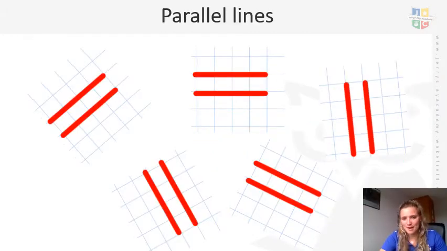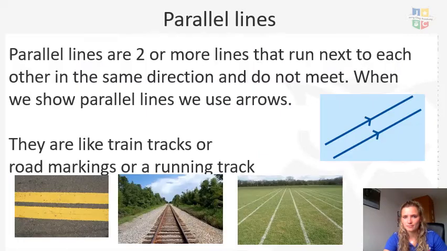So these are called parallel lines. Parallel lines can be in any direction, as you can see, all of these are facing different directions. They don't all have to be facing the same direction. However, what you do notice is that when there are two lines or more next to each other, they are all moving in the same direction. So parallel lines are two or more lines that run next to each other in the same direction and do not meet. They do not cross. So if they carried on and carried on and carried on, they would never cross.